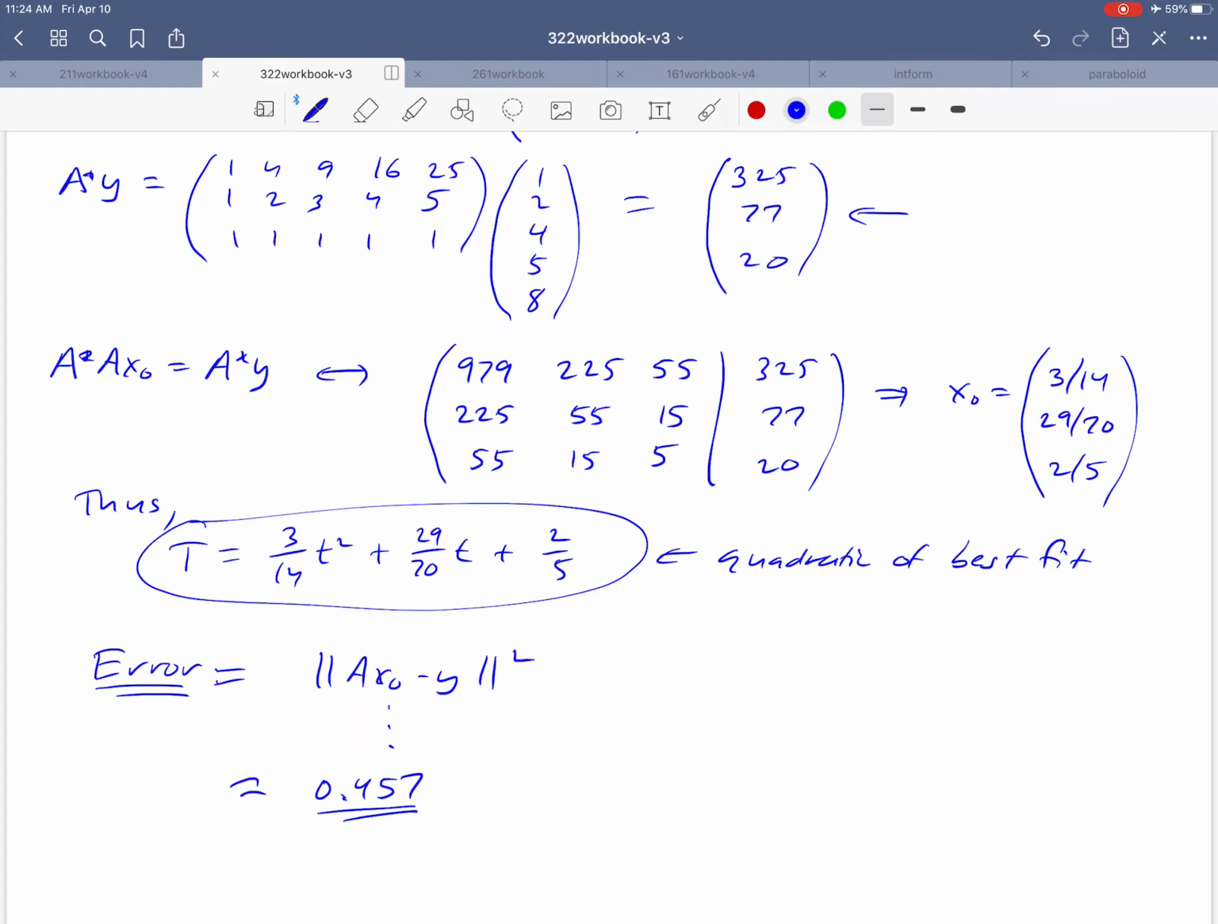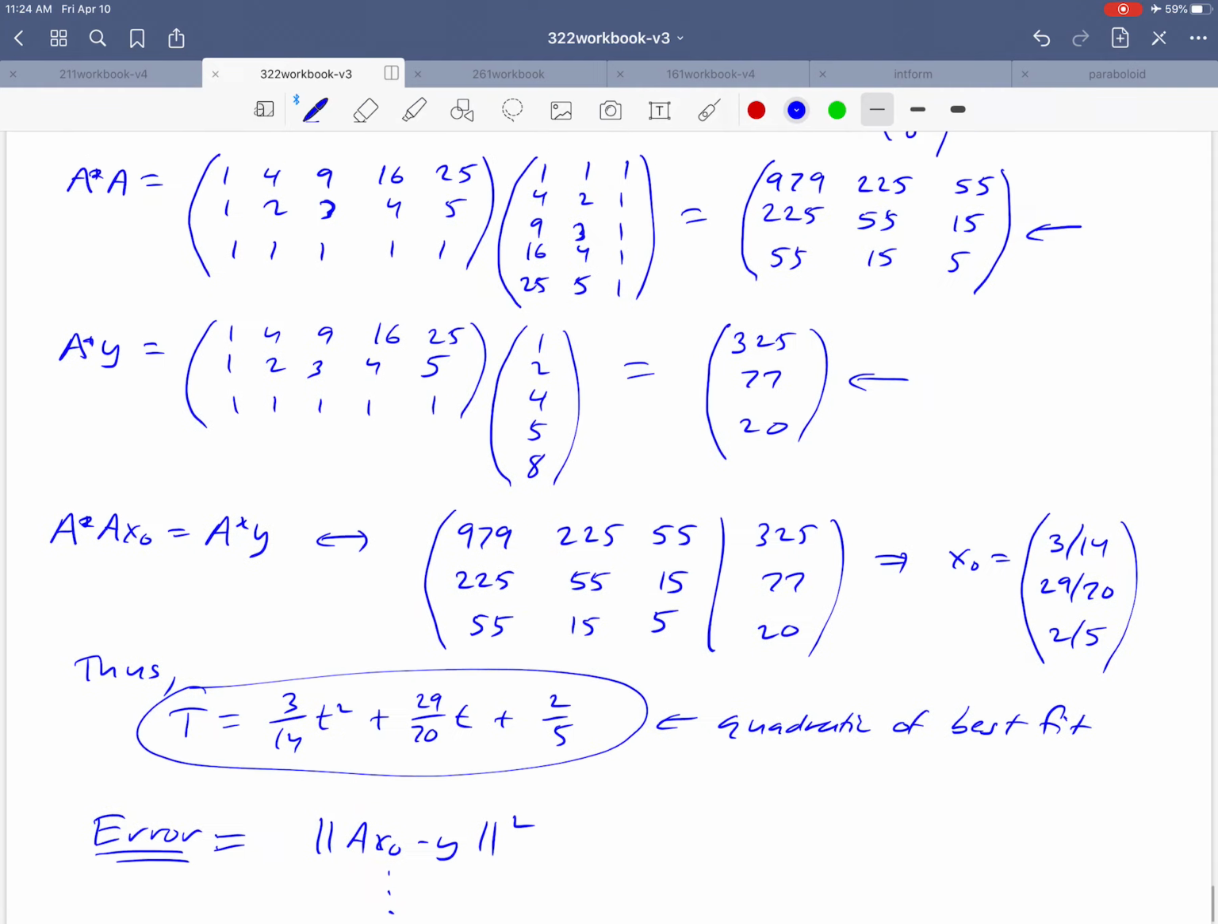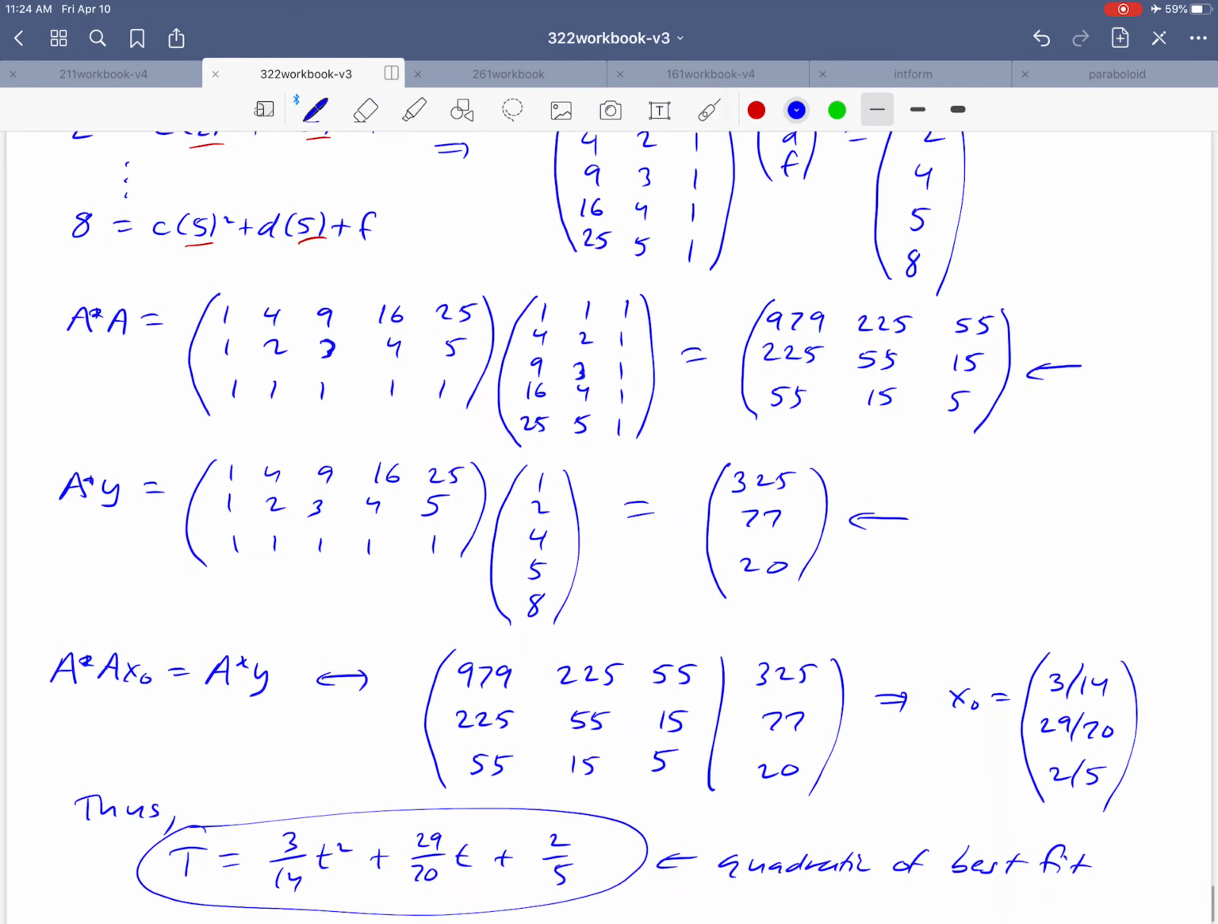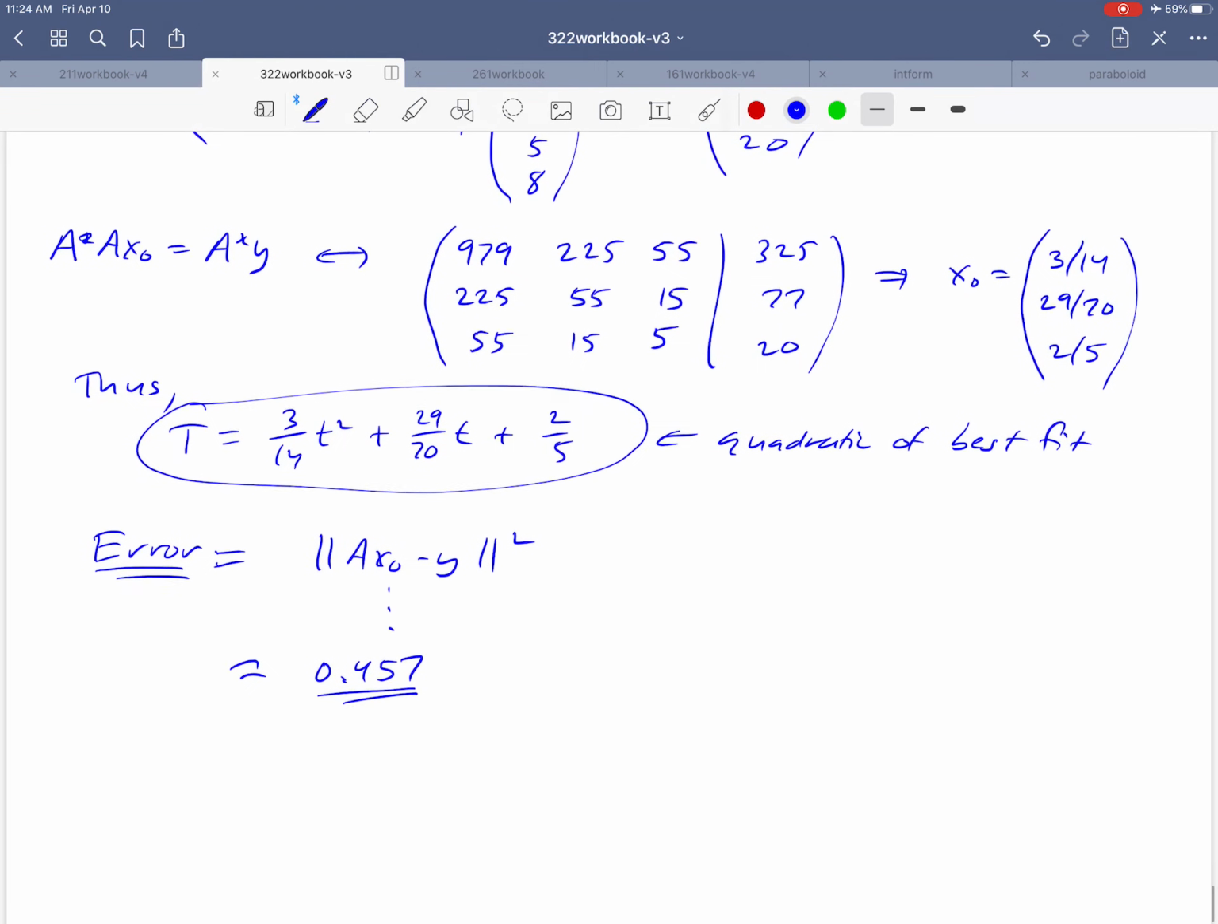0.457. How does that compare with the error that we got before? With the line we got a 1.1. So we got a smaller number for the parabola. You might think about what that means in the context of this problem.